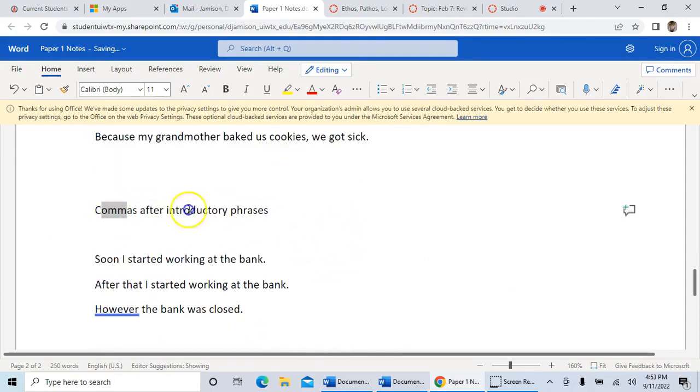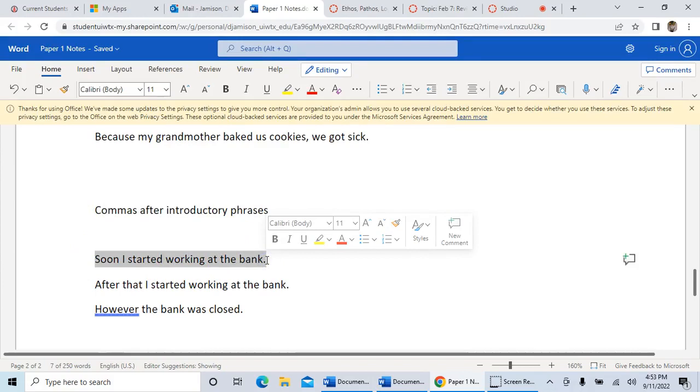Commas after introductory phrases. I saw this mistake a lot of times. Anytime you have just a word or a phrase or something like that at the very beginning of your sentence, that is something you could just take right out of the sentence and it wouldn't lose very much meaning. You need to put a comma after that.